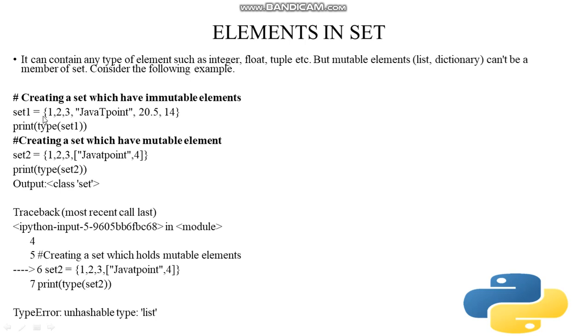For example, a set with 1, 2, 3, Java point, 20.5, 14: these are immutable elements. This is allowed. But creating a set by placing 1, 2, 3, Java point, and then a list as the fourth element is not allowed. So your compiler will generate an error for that.